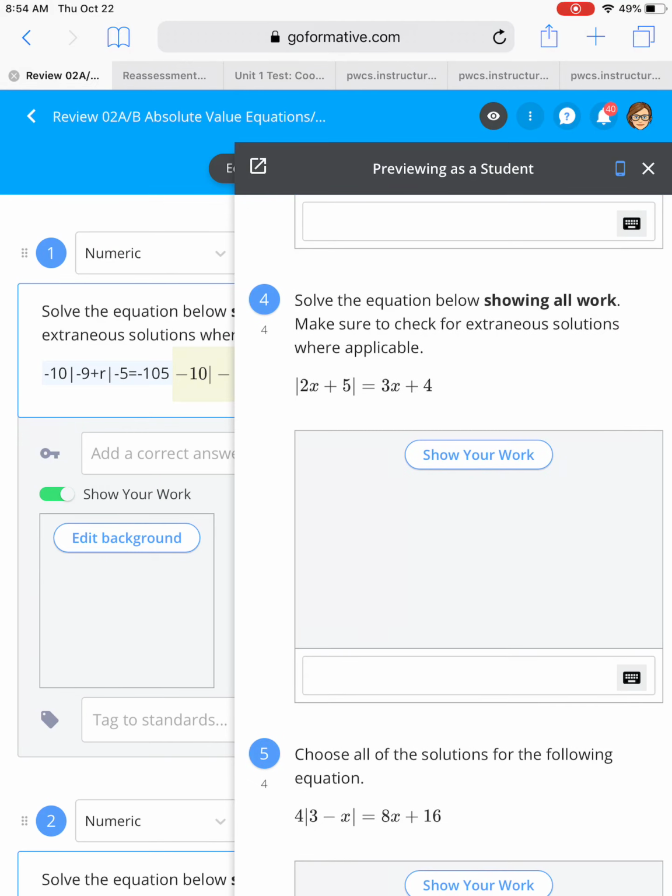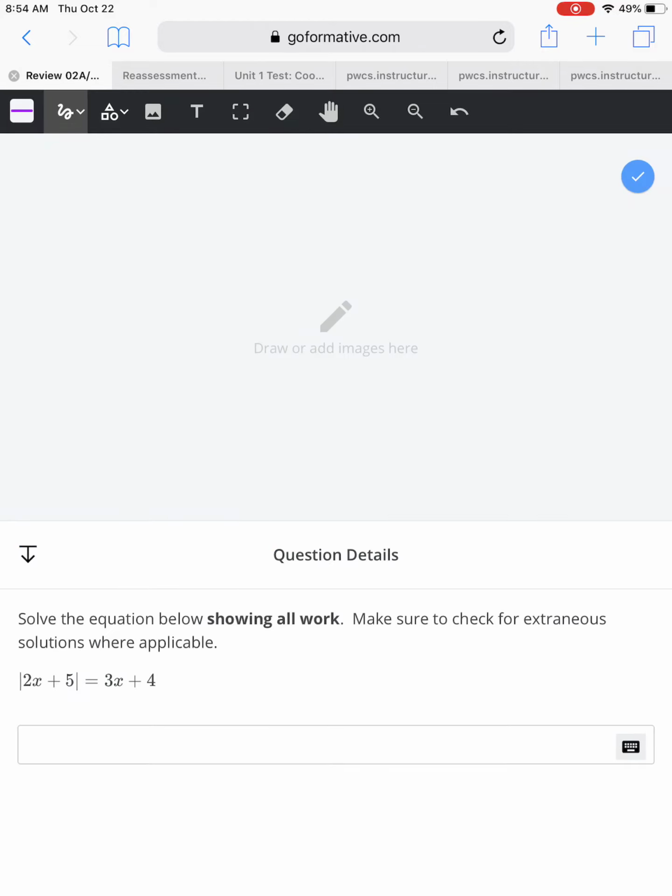Okay. Number 4, this is the one where you have to do extraneous solutions. And the difference between number 3 and number 4, the ones we've been doing, is that we have an x on each side. We have an x inside the absolute value, and we have an x outside the absolute value. The procedure is still the same. You still look and get everything out.